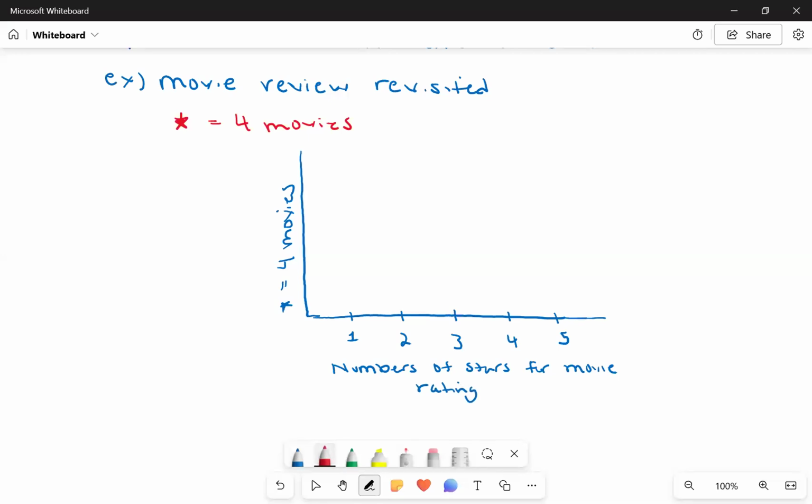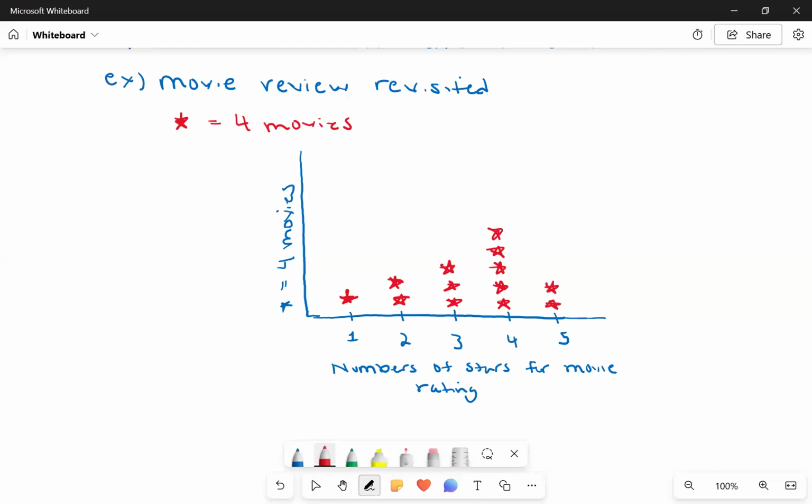And then I'll go ahead and label. So the 1 star movies, there were only 4 movies in that category. For the 2 star movies, there were 8. 3 star movies, there were 12. 4 star movies had 20. So I'll need to do 5 of these. And then 5 star movies had 8.